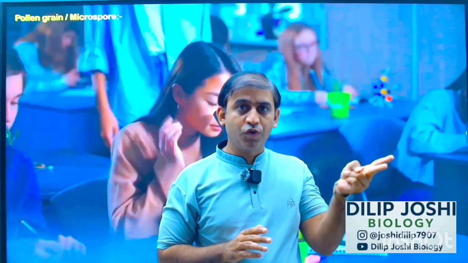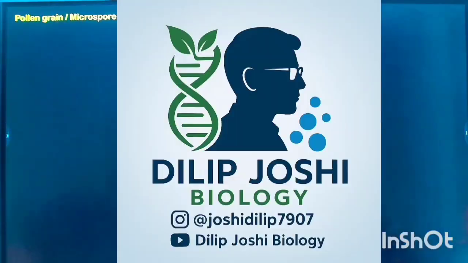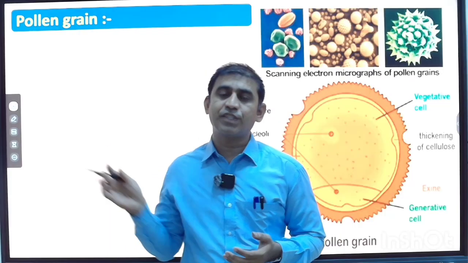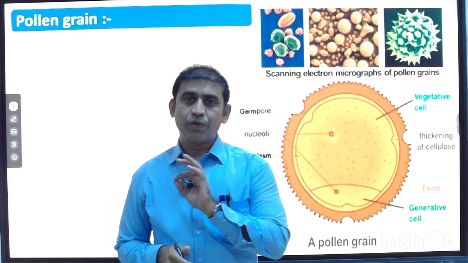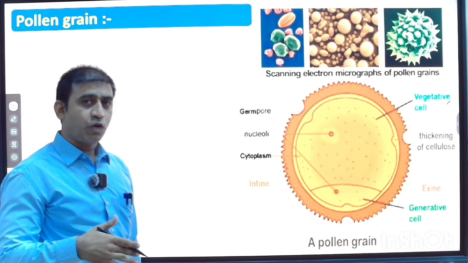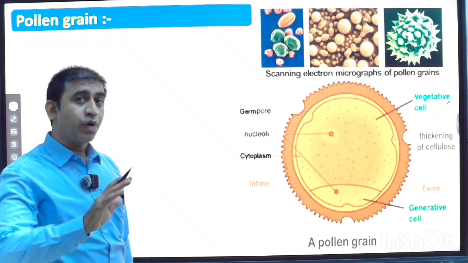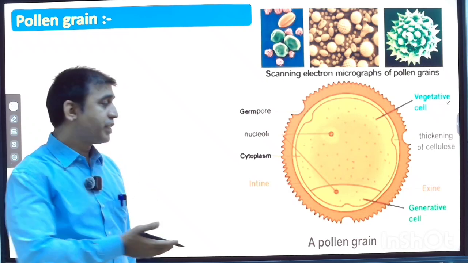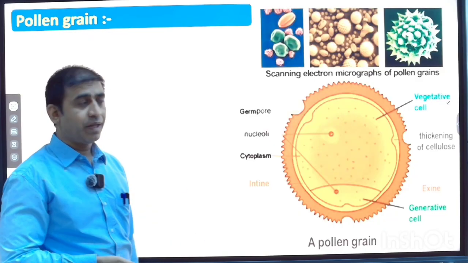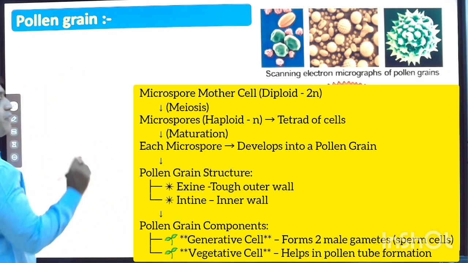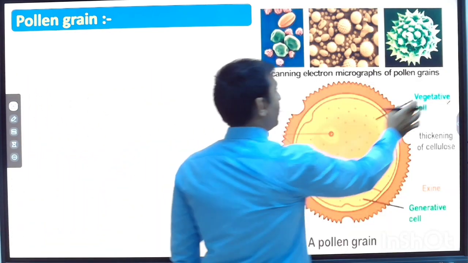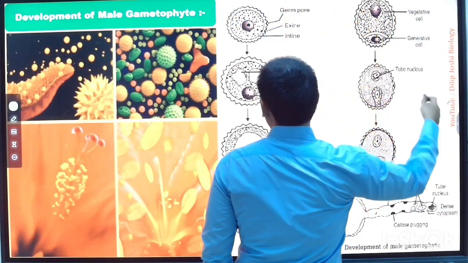And from the microspore, when the male gametes are going to form by 2 mitotic divisions, that whole process is called development of male gametophyte. Average size of pollen grain is around 25 to 50 micrometer. Pollen grain is a microspore which is produced from the microspore mother cell that I told you. So when the development of this microspore is going to happen, that is when we see about the development of male gametophyte.